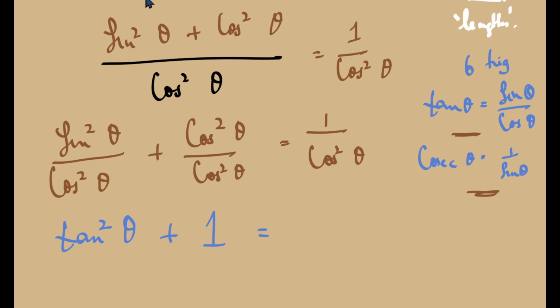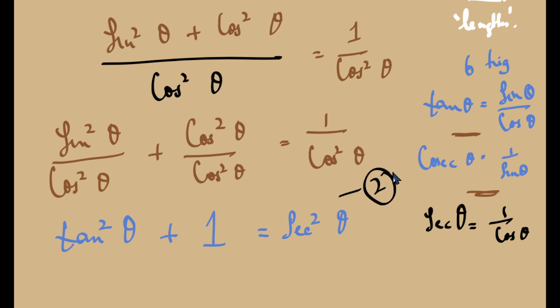So let me mention that also. We are just recollecting what is 1 by cos theta. The reciprocal of cos theta is equal to secant theta. So this is equal to secant squared theta. Now using our first identity, we have arrived at a new identity which holds a relationship between tan and secant.